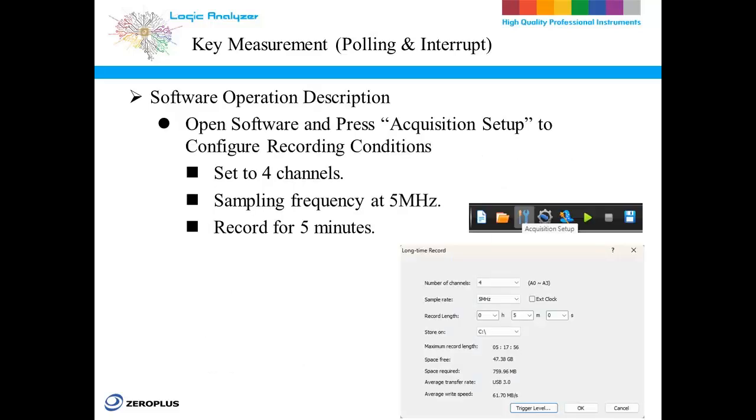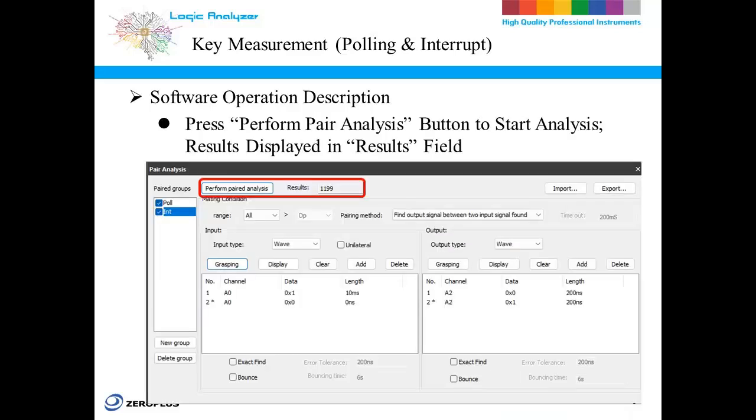Next up is the software part. After opening the software, we click on Acquisition Setup to set the recording conditions. Set it to 4 channels, with a sampling frequency of 5 MHz, and a recording time of 5 minutes. This setup makes sure we capture enough data for later analysis. Once the setup is complete, click the Perform Pair Analysis button to start analyzing the data. The results will be shown in the Results field, where you can clearly see that a total of 1,199 key press events were recorded this time.